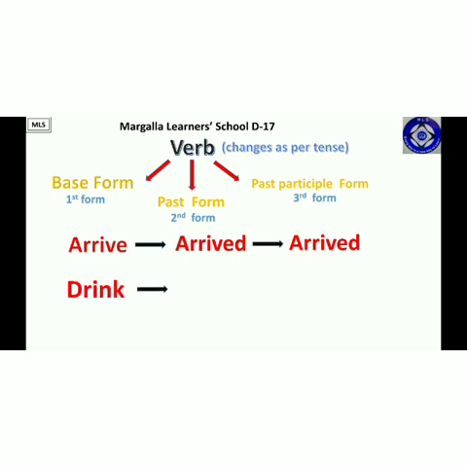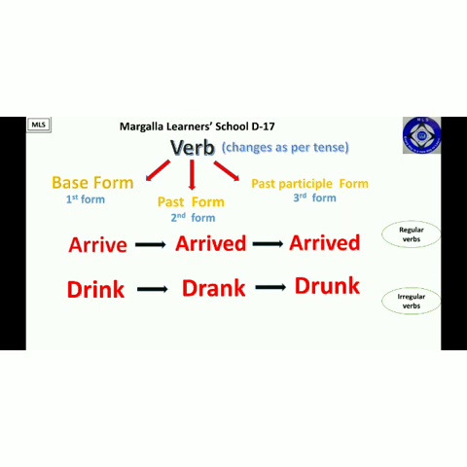Similarly, we have drink, drank, drunk. So drank and drunk are its second and third form. The first example, arrive, is basically a regular verb, while the second example, drink, is an irregular verb. If we look at these examples, my dear students, in the first one we just added d and we got the second form, and we added d to the base form and we got the third form. Such kind of verbs are known as regular verbs because you don't change the sequence of the letters of the first form. You just add d or ed at the end and you make the second and third form. Those verbs are known as regular verbs.